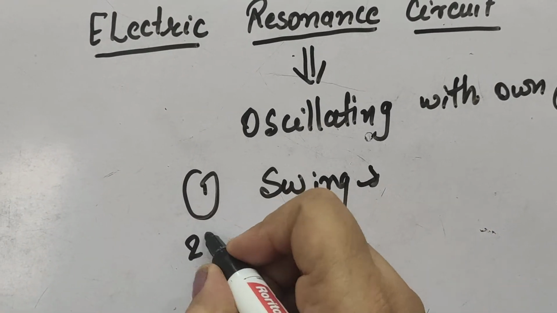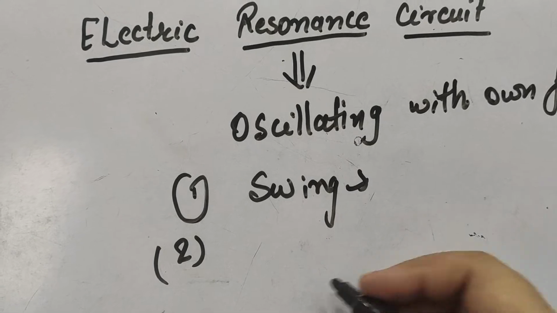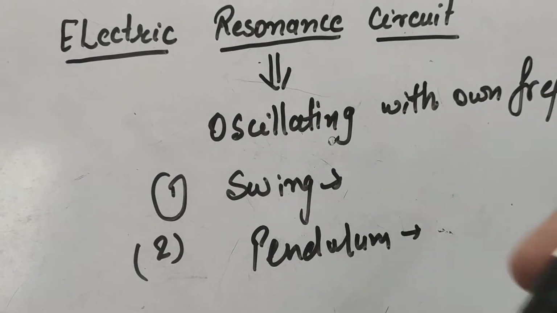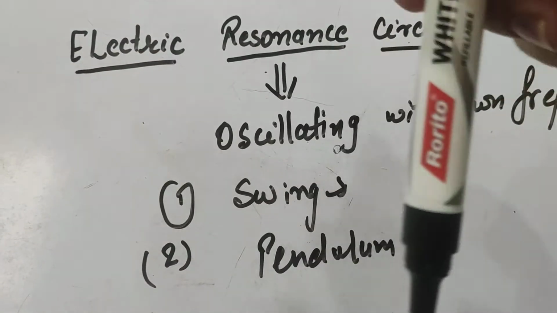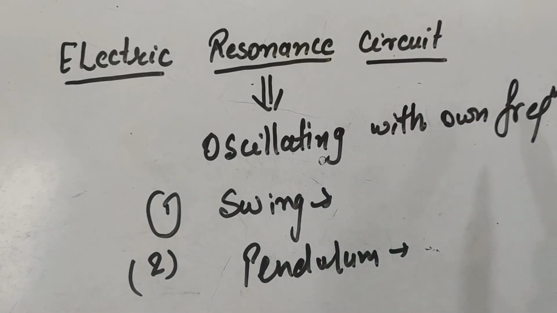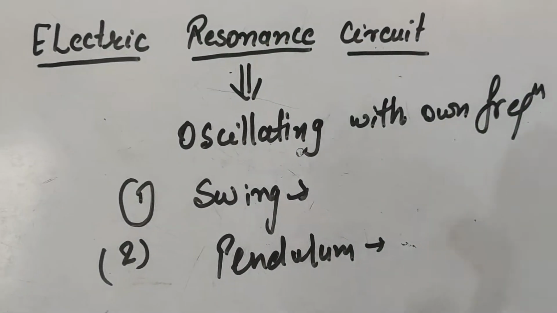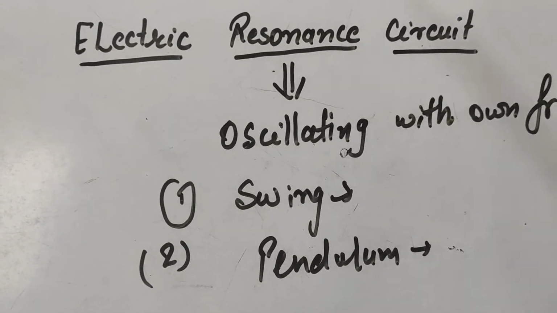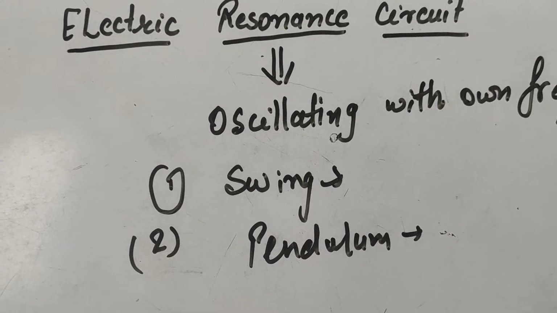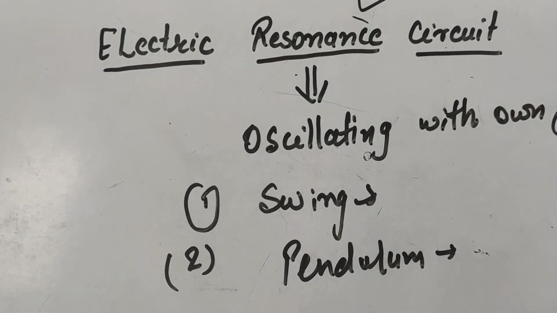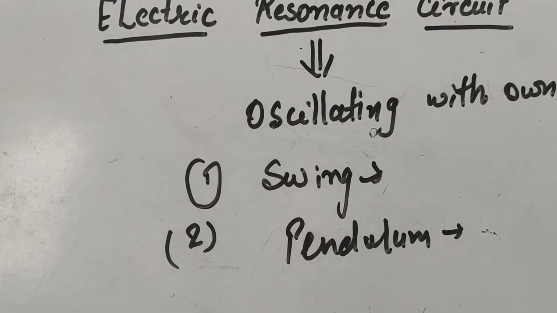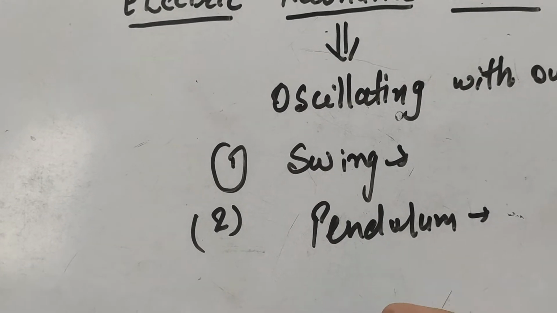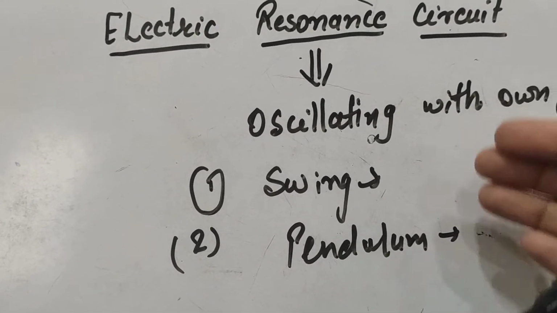Second example, we can consider oscillating bodies, like a pendulum. Suppose the pendulum is oscillating at its own frequency like this, and after some time you come and pull it and give it a new frequency, then you will observe that the amplitude of oscillation has increased. So we can say that resonance has occurred. Basically, resonance means when any object is imposed with a frequency such that its amplitude increases, then we can say that resonance might have occurred.